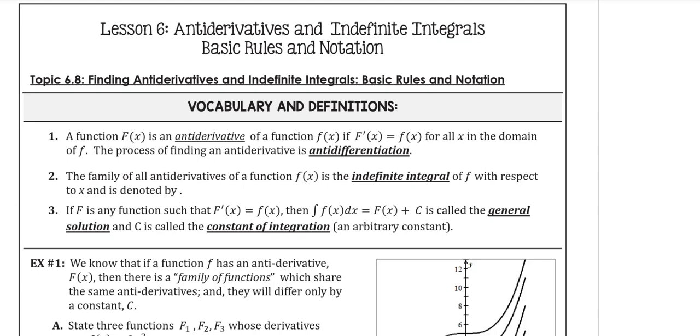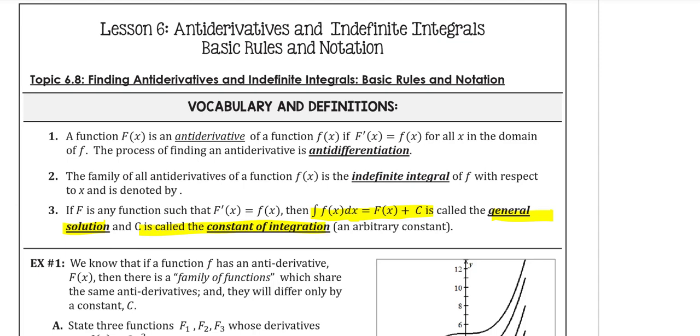We're going to start by understanding that if capital F of x is an antiderivative of a small f of x, then F prime of x is equal to little f of x. Finding the antiderivative is called antidifferentiation. And the family of all antiderivatives is called an indefinite integral with respect to x. It's going to look like this: we take the integral, and it's going to be F of x plus c, where this is called the general solution, and c is the constant of integration.